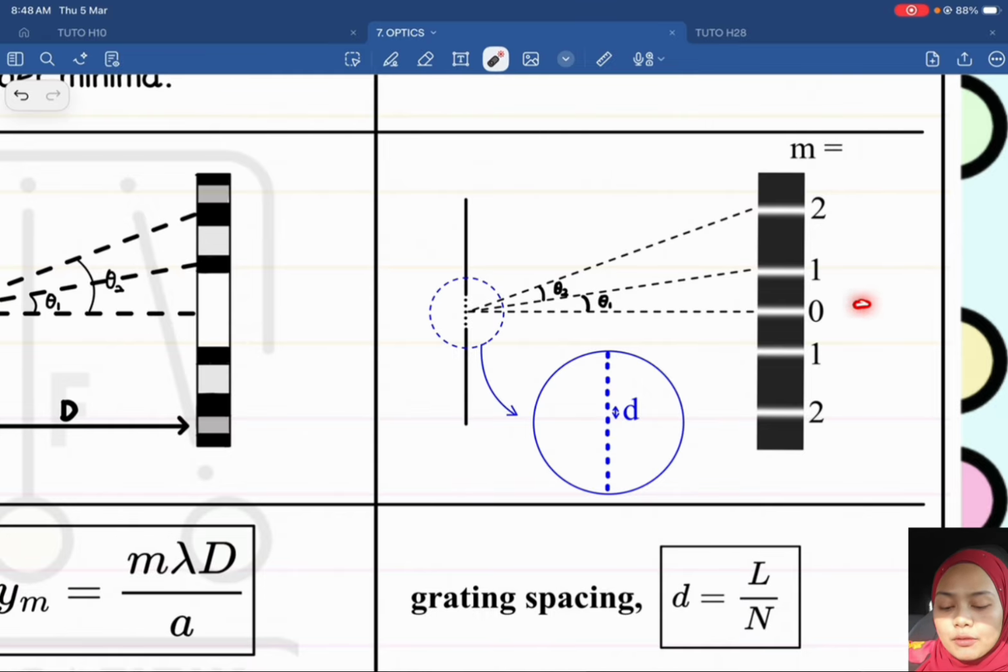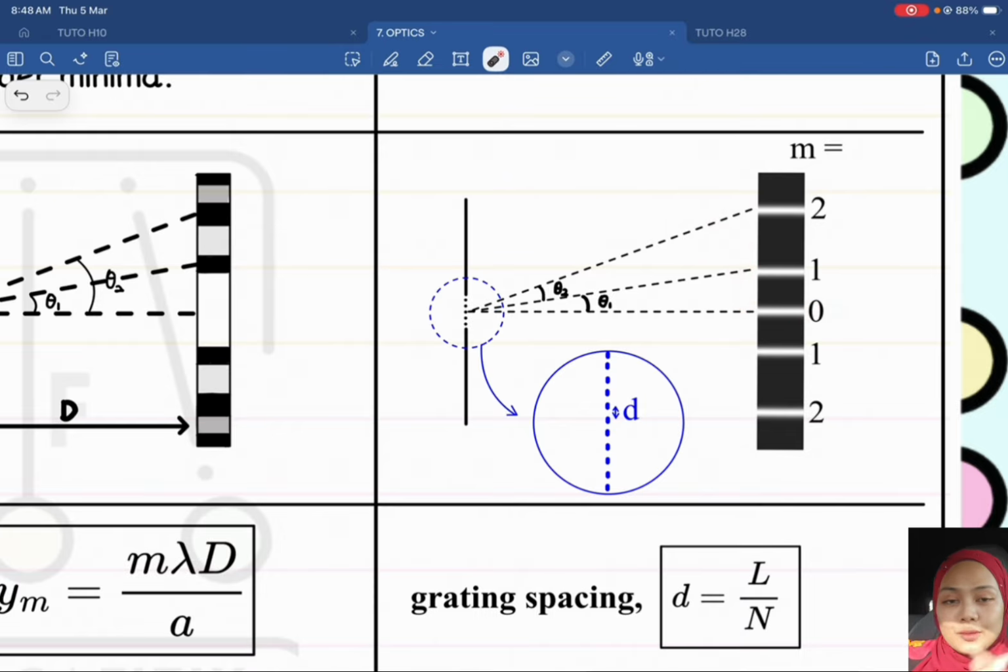Now let's go to the technicality of the diffraction grating. We have 0th order, 1st order, 2nd order. They go for both sides, whether it is up and down or left and right. They are all the same in terms of the order. Then we have theta 1, just the same as the single slit. Theta 2 is from the center of the central maxima to the 2nd order maxima, and so on.